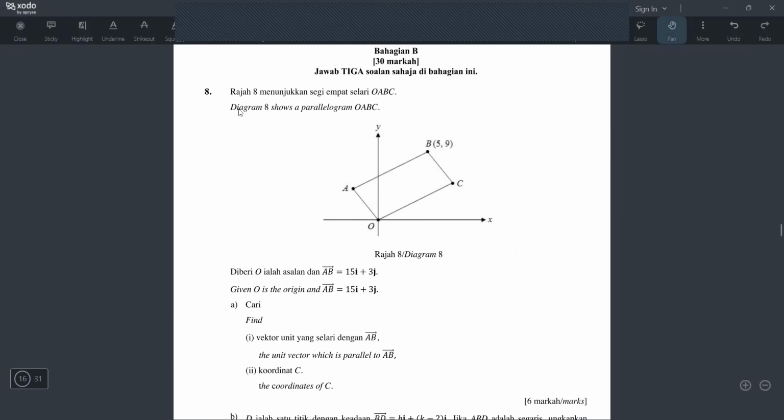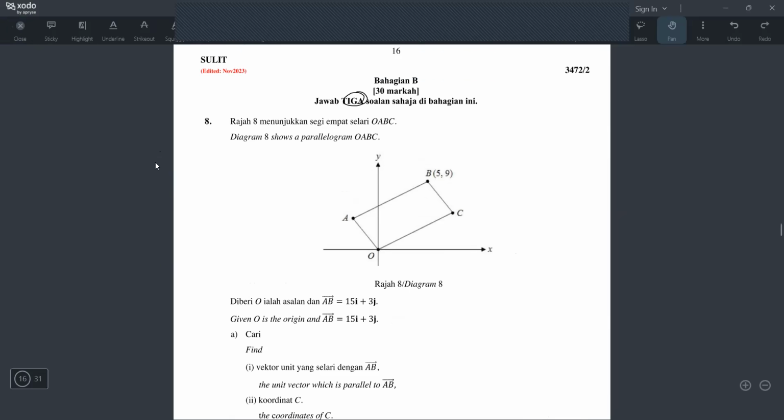Okay, let's do Section B now. In Section B, they want me to answer 3 questions, alright? But I will answer all of it. But in the exam, you will only choose 3. But since I'm doing this for revision purposes, I'll do all of it.